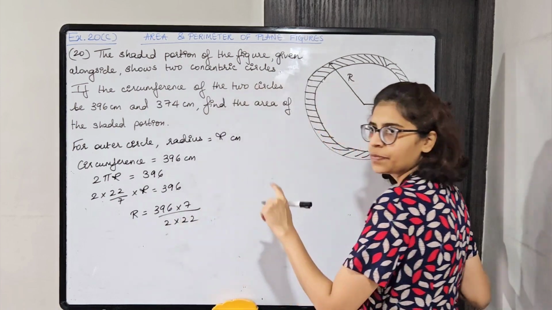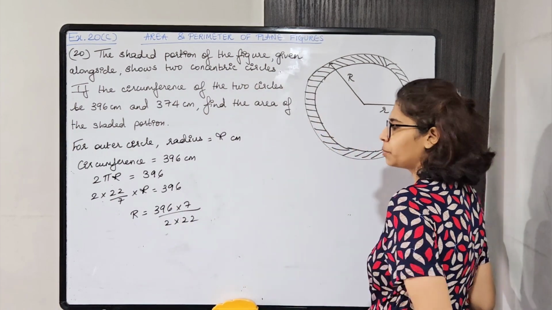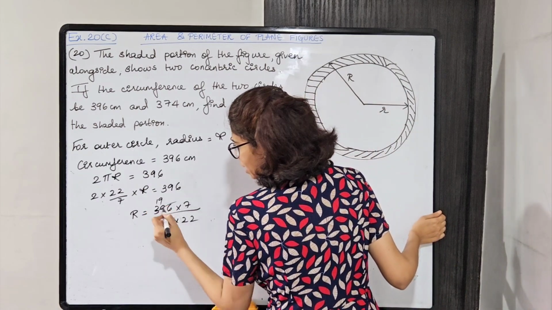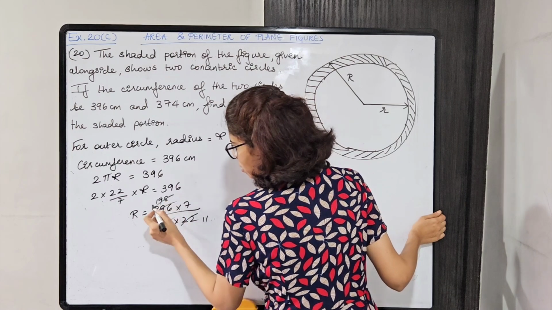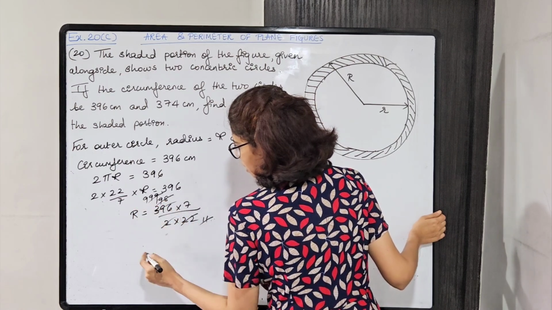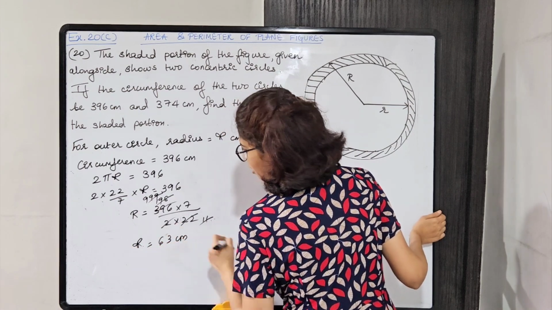Reciprocal हो जाएगा. The numbers in denominator will go in numerator, and the ones in numerator will go in denominator. 2 19s are 38. 2 8s are 16. 2 11s are 22. 9 11s are 99. So 9 into 7, 63 centimeter.